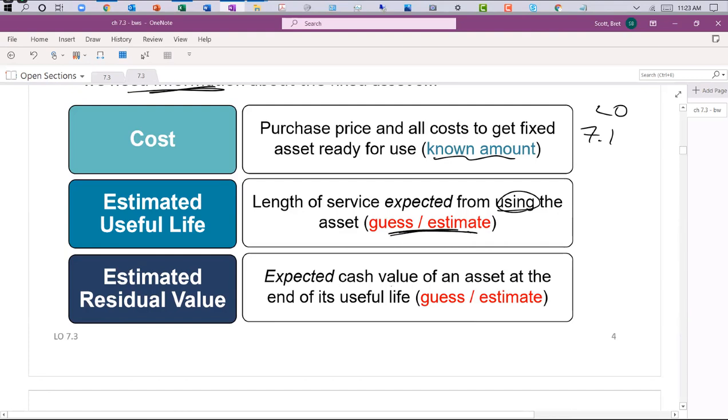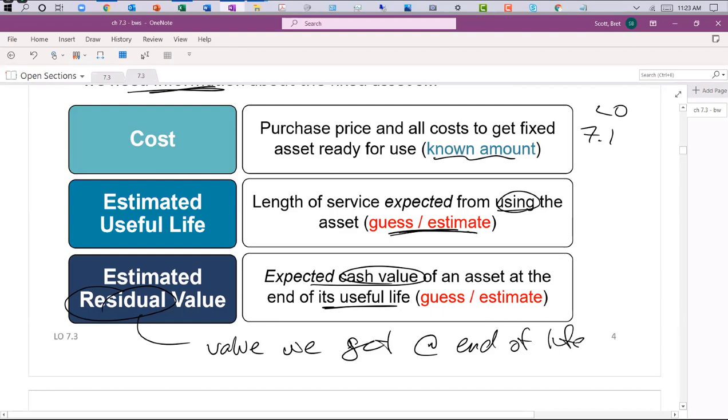We also need to make an estimate of how much we expect to cash out when we sell the asset at the end of its useful life. That's called residual value. It's a value we can recuperate, or value we get at the end of life when we sell.